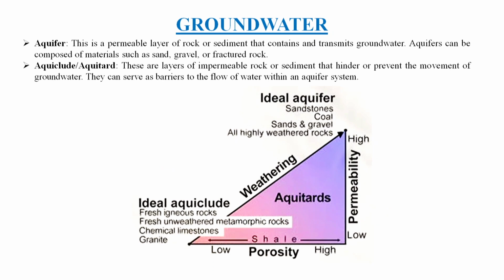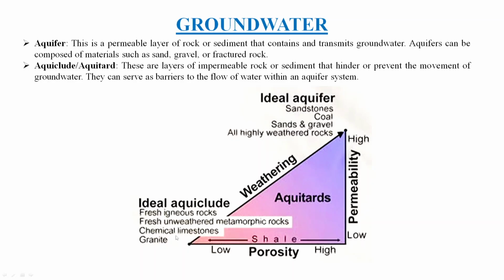Now before I end my first part of the discussion on groundwater, I will discuss this diagram, and this will clear up your idea about how porosity and permeability control the occurrence of aquifers and other types such as aquiclude and aquifuge. I have this triangular kind of diagram here. Why triangular? Why not a rectangular one?